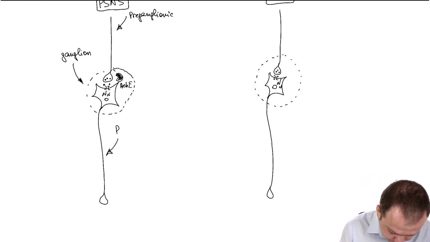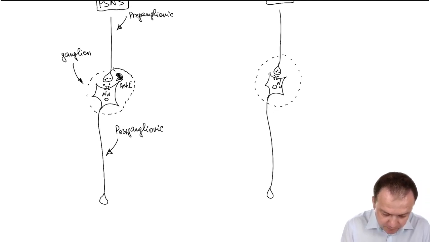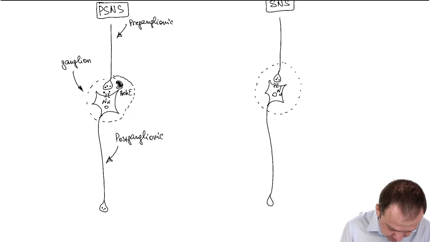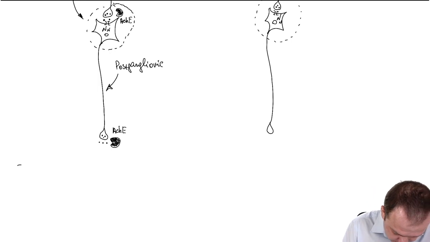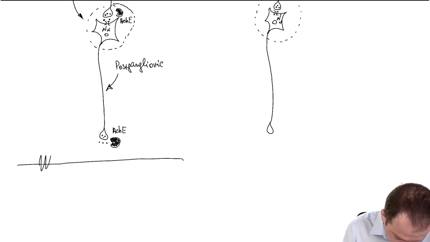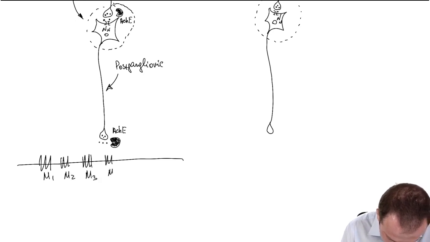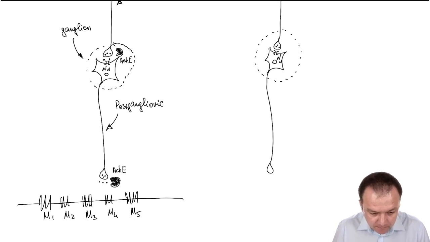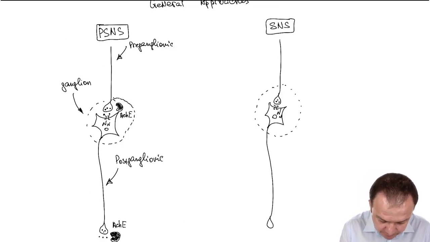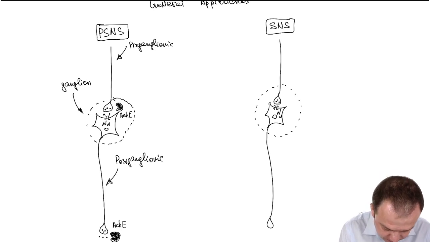Postganglionic fibers of the parasympathetic nervous system release acetylcholine also. And this acetylcholine degrades with the help of acetylcholine esterase, and acetylcholine interacts with M1, M2, M3, M4, M5 receptors. It'd be nice if you will know just three of them, M1, M2, M3. It will be enough. So, once again, preganglionic fibers of the parasympathetic nervous system release acetylcholine.